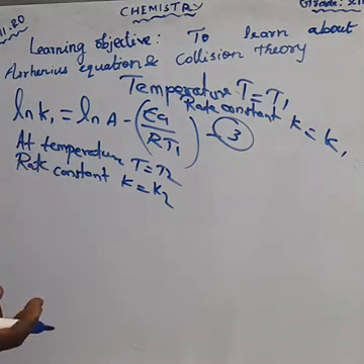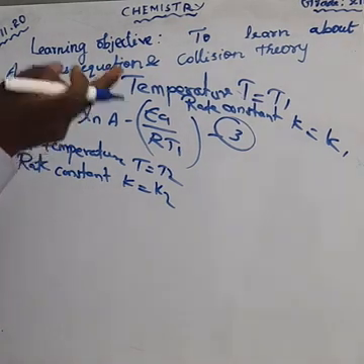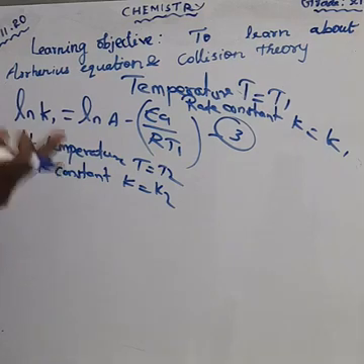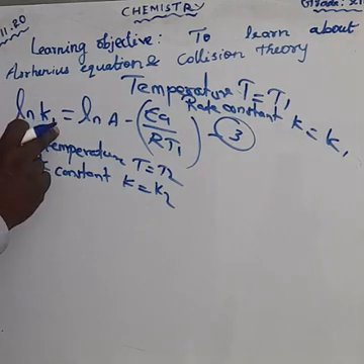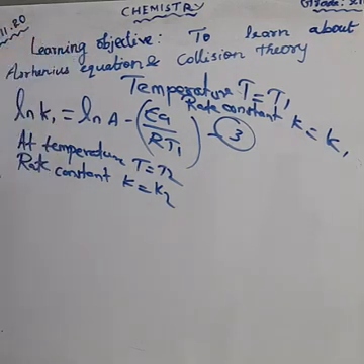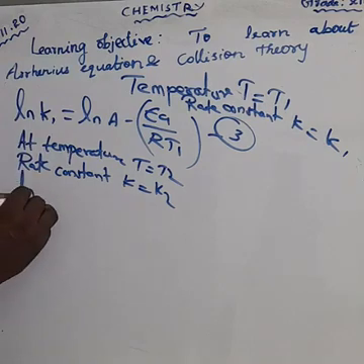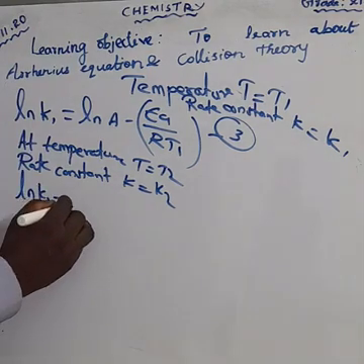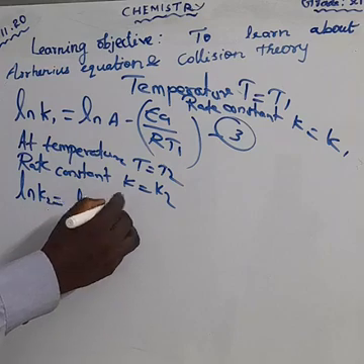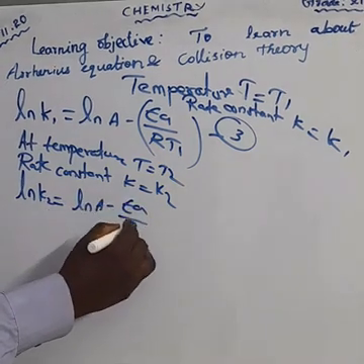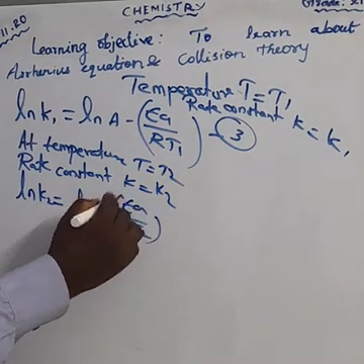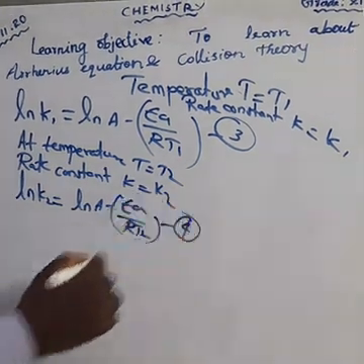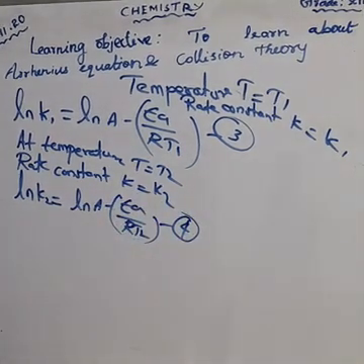Again, we have to write equation number 4 using the second equation. ln K2 is equal to ln A minus EA by RT2. This is equation number 4.